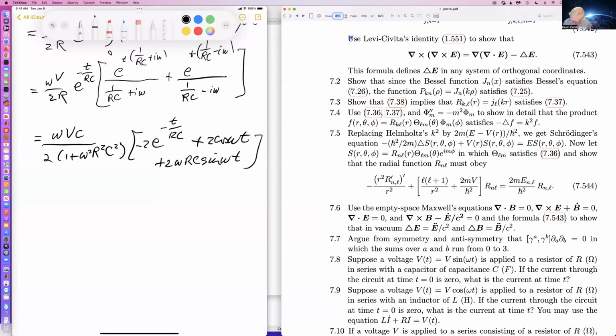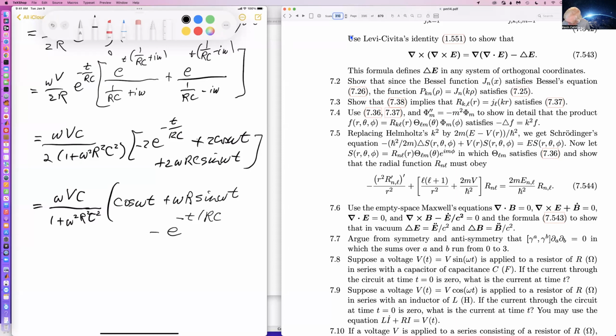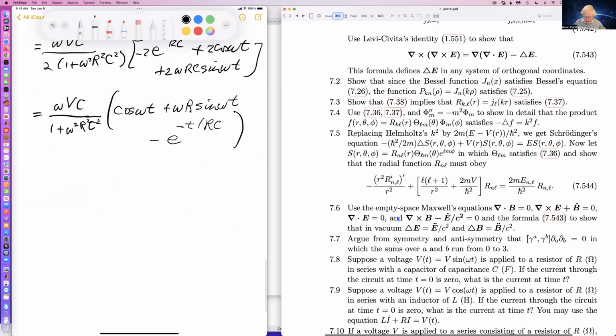And so the final answer as I make it out is omega vc over 1 plus omega squared r squared c squared, times cosine omega t plus omega r sine omega t minus e to the minus t over rc. So that's the solution that I get to problem 7, 8.